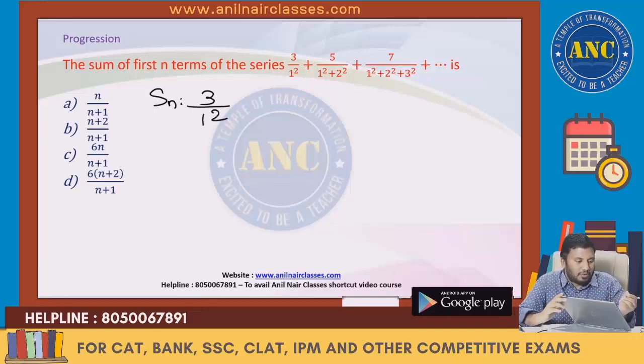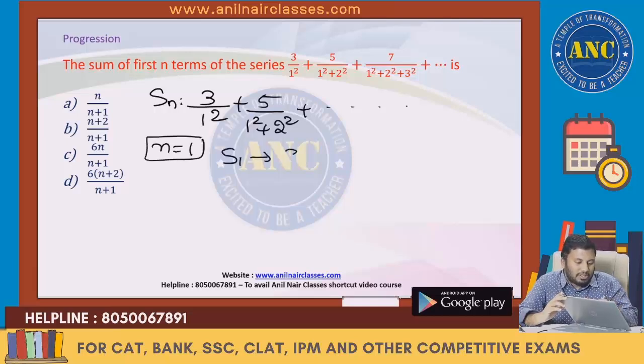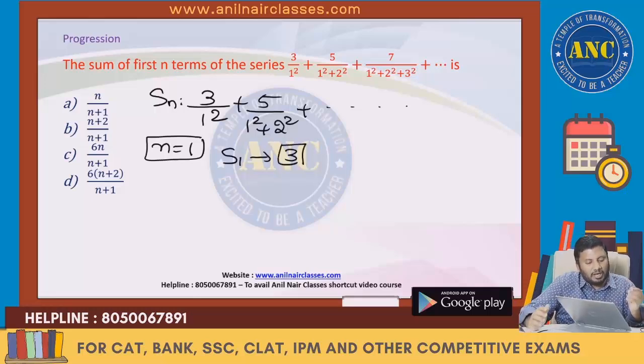3 by 1 square plus 5 by 1 square plus 2 square and so on. Put n equivalent to 1, just check. So the sum of one term is 3 by 1, which is 3. The answer, if I put n equivalent to 1, should be 3.